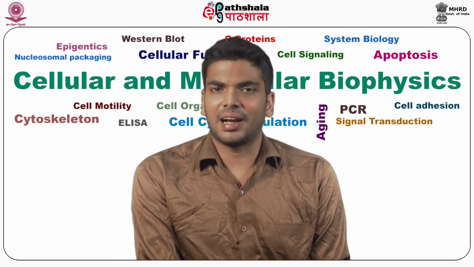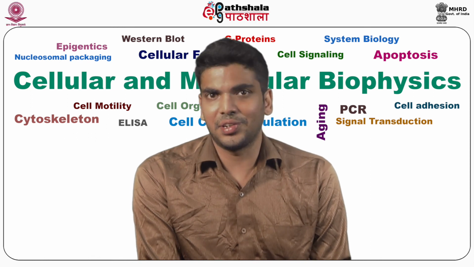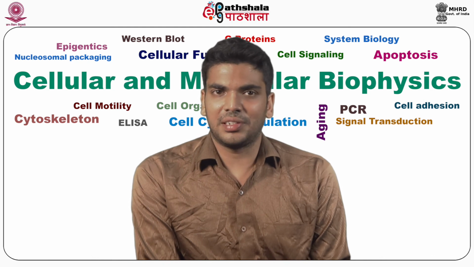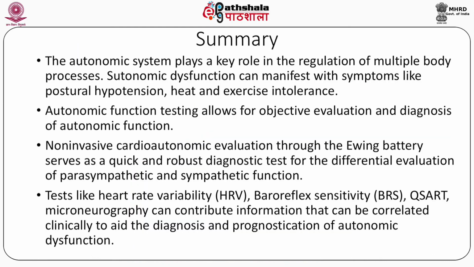Whereas other tests like heart rate variability, baroreflex sensitivity, pseudomotor testing, microneurography and neurotransmitter assays can produce information, and this information is of both clinical and research relevance, and eventually all information will have to be correlated clinically to aid the diagnosis of autonomic dysfunction disorders.